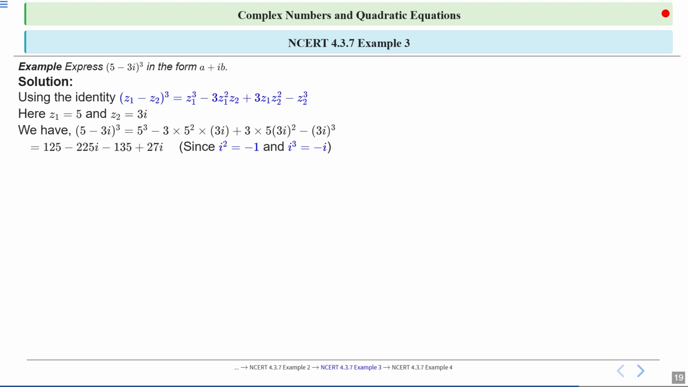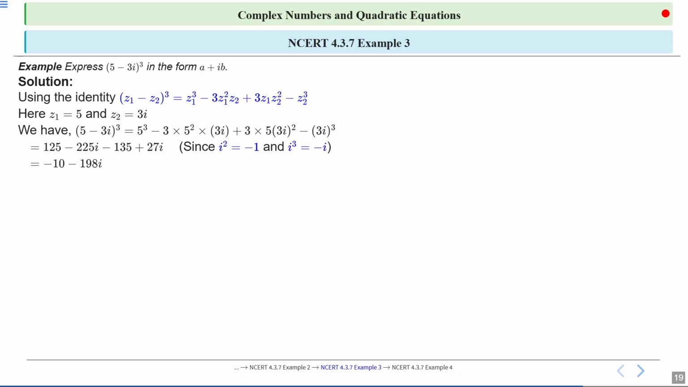Now let's simplify each term. So 5 cube is 125 and 3 times 5 square times 3 iota is 225 times iota. 3 times 5 times 3 iota whole square becomes 3 times 5 times 9 times iota square, which is 135 times iota square. Since iota square is minus 1, this term is minus 135. Finally, 3 times iota whole cube is 27 times iota cube, and since iota cube is minus iota, this is minus 27 iota, and here minus of minus 27 iota will become plus 27 iota.